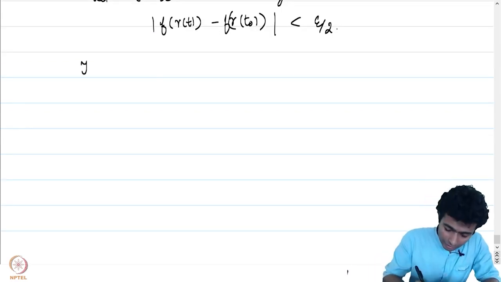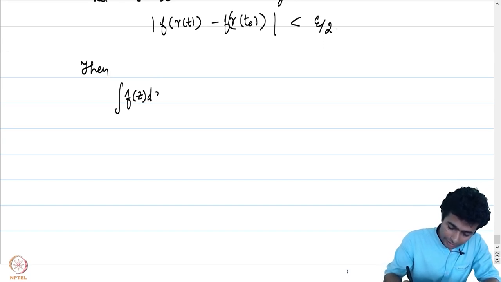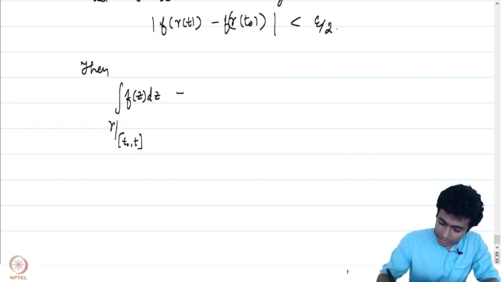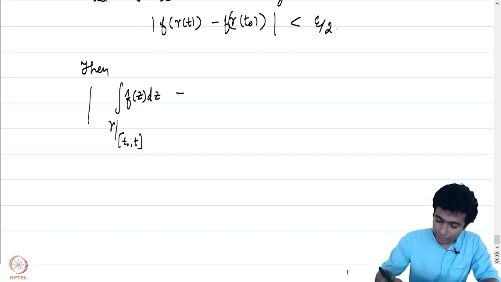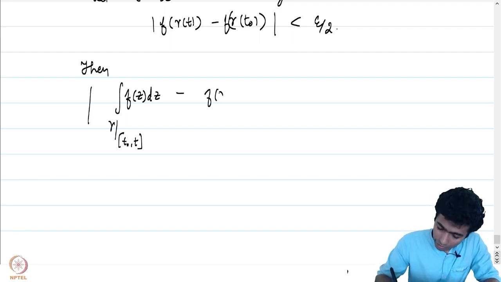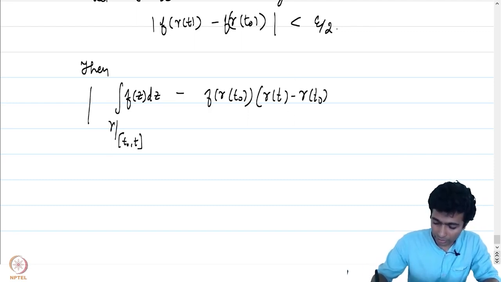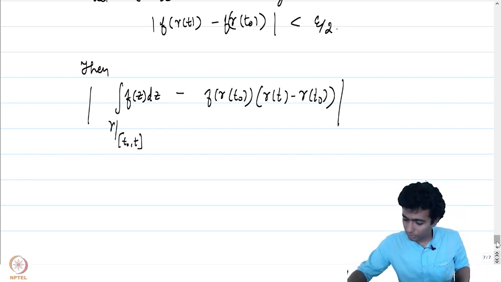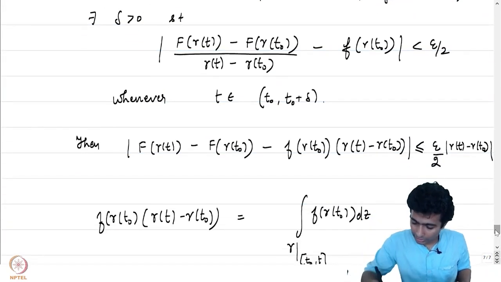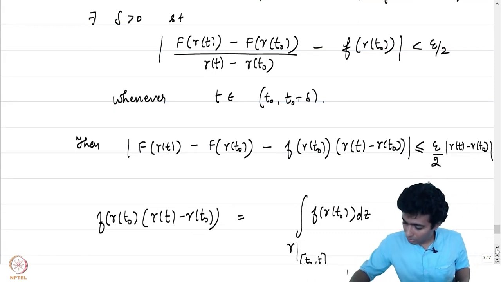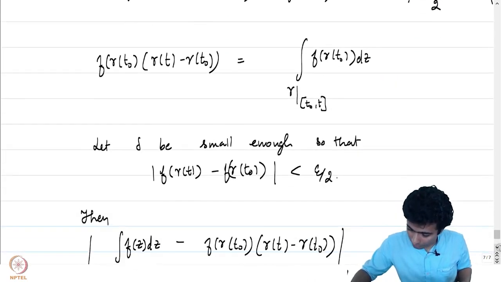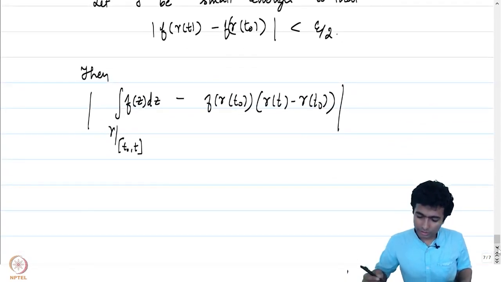Then what do we have? Then the integral of f of z dz over gamma restricted to t naught comma t, minus the absolute value of this f of gamma of t naught times gamma of t minus gamma of t naught. If you look at the quantity, this absolute value, remember that this thing on the right is exactly what we have here. So we are estimating that term here, and that can be estimated in the following manner.